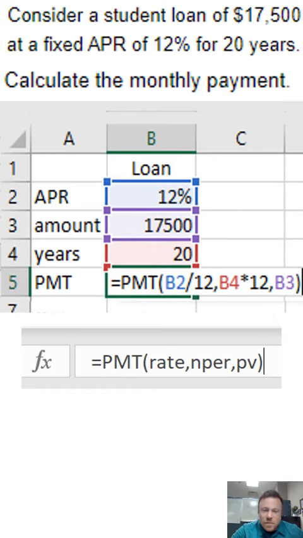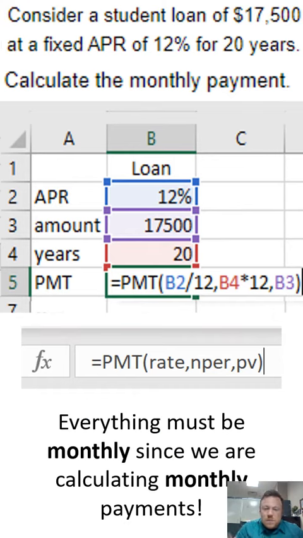We're going to go ahead and type this in, but I want to give you a warning. When we do this, everything must be monthly since we're calculating monthly payments. So please make sure you take the APR, the rate, and divide it by 12. Take the years and recognize that we're going to pay 12 times a year, so you're going to have to multiply that number by 12. Now the PV is just the amount that we borrowed.